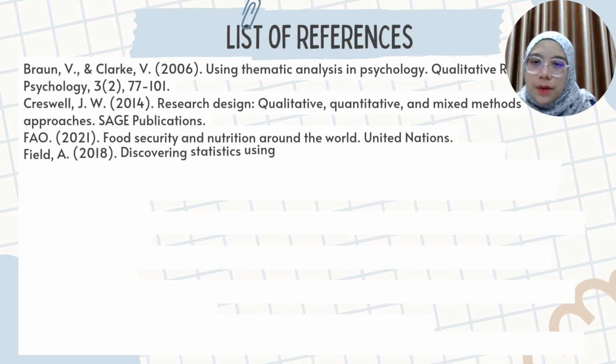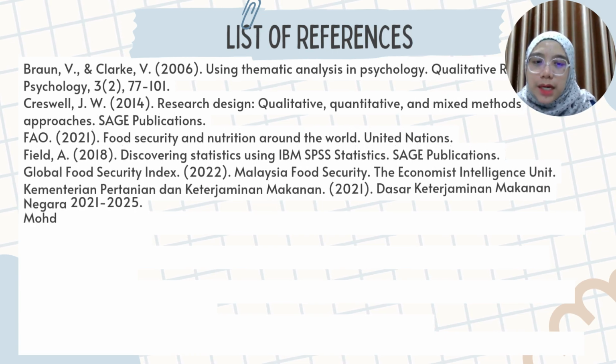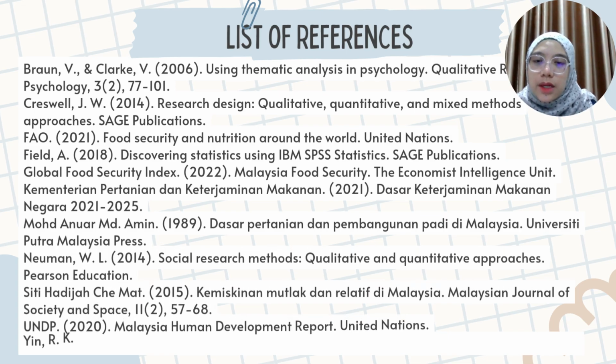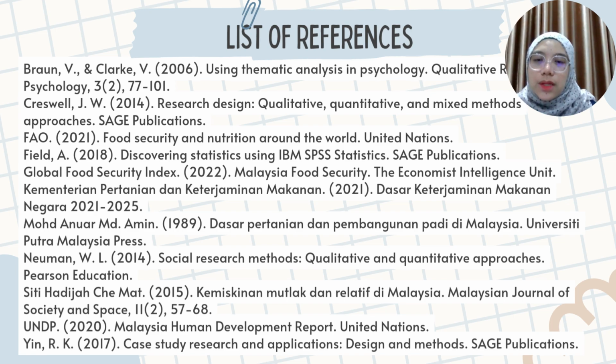One of them is from Kementerian Pertanian dan Keterjaminan Makanan in 2021, Dasar Keterjaminan Makanan Negara 2021 to 2025. From Siti Hadijah Shekmat in 2015, with the research title Kemiskinan Mutlak dan Relatif di Malaysia, Malaysian Journal of Society and Space.